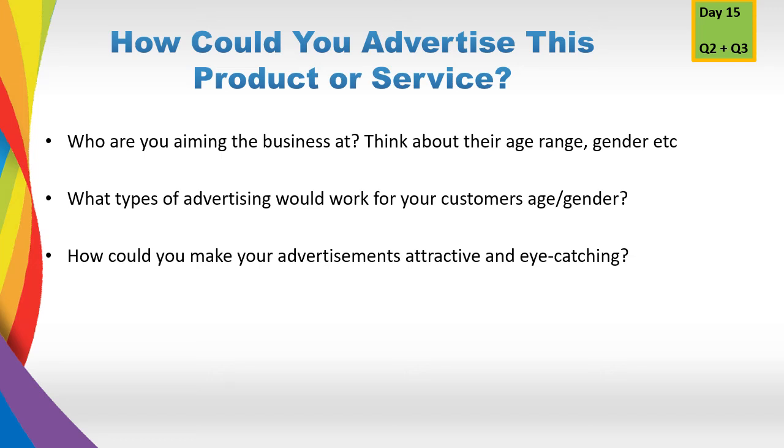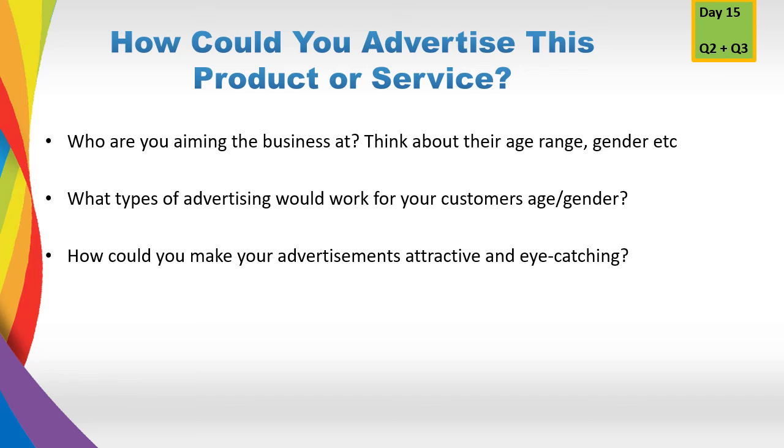How could you advertise your product or service? So who are you aiming the business at? When we've looked at social media, you saw that there are different ages and genders, etc., who use different types of social media. So for example, when we looked at Snapchat, we saw it's mostly 13-year-olds who are on there. So if you're looking at selling, let's go back to hoovers again, are 13-year-olds going to buy a hoover? It's highly unlikely.